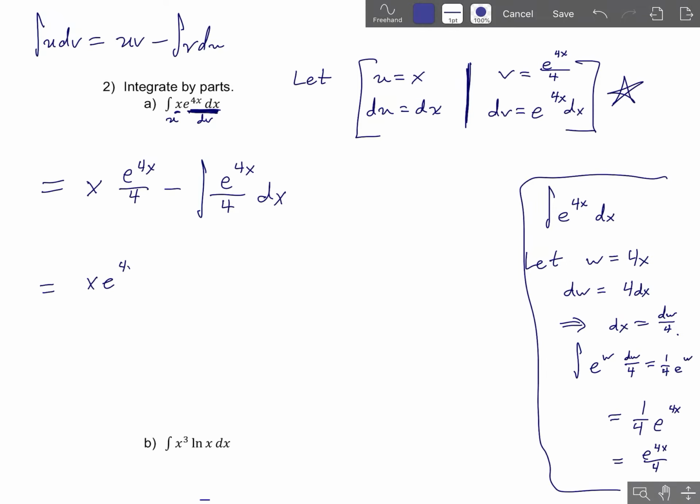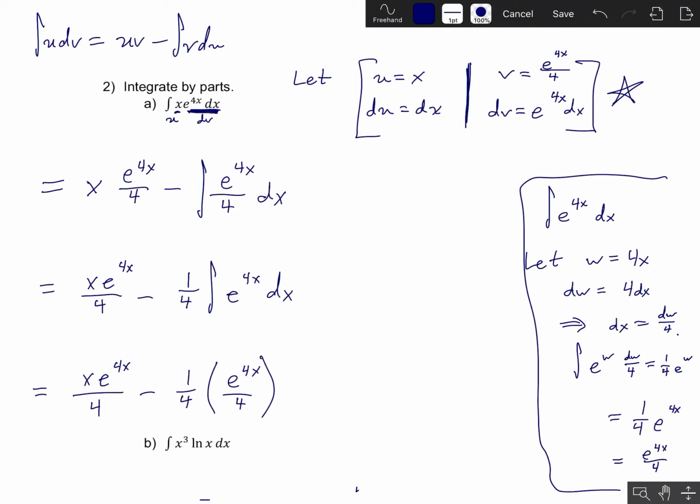So this would be x times e to the 4x over 4 minus, we can factor out that 1/4 if we want. So this would be 1/4 times the integral of e to the 4x dx. And then we've already integrated e to the 4x dx, but remember you can integrate something like this by just dividing by that constant. So this would be 1/4 times e to the 4x divided by 4. That's what we found the integral of e to the 4x dx to be.